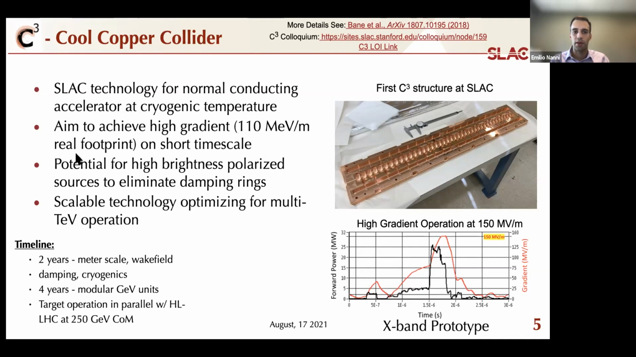In addition, there's some other possible advantages with this technology. Through a collaboration with UCLA, we're pursuing the possibility of developing a high brightness polarized gun, which could eliminate one of the damping rings. And finally, this really needs to be a scalable technology that's optimized for reaching multi-TeV operation. So the majority of my talk today is going to be centered on getting to 250 GeV center of mass, but we really think this is an approach that can let you push out to multi-TeV.